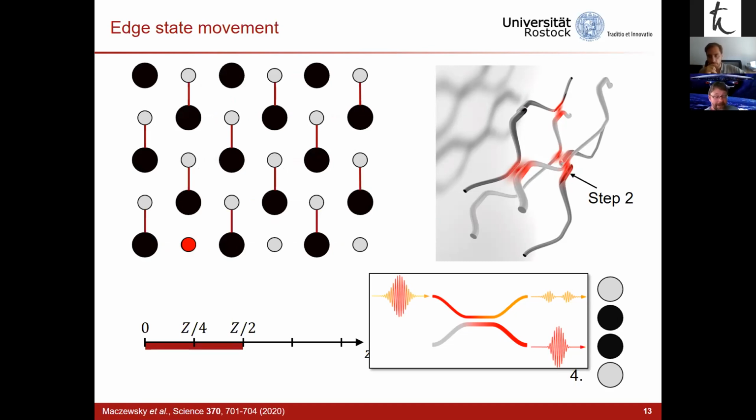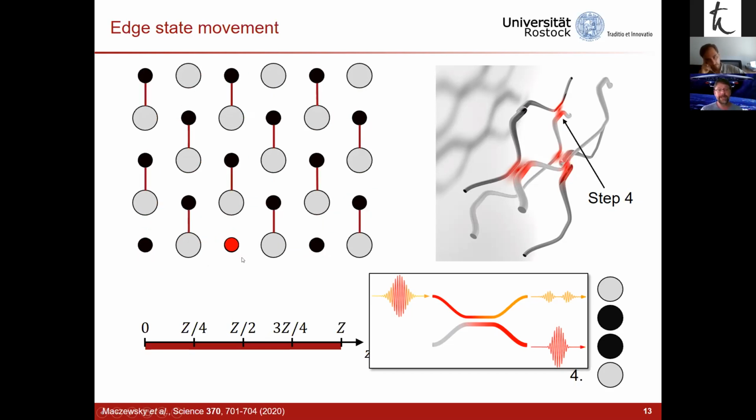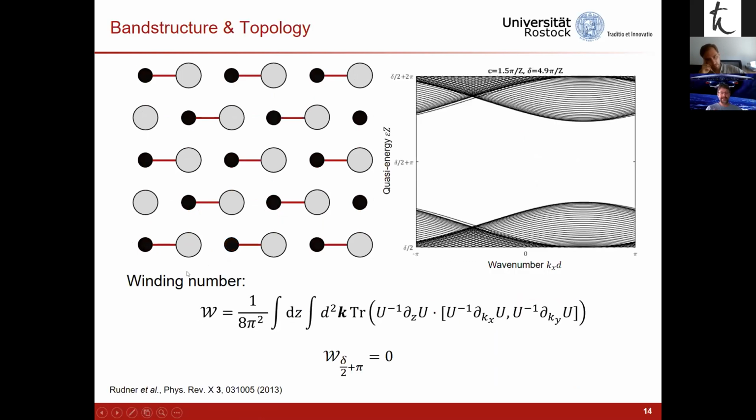So this is the second step. Now the third step means that the edge state now couples also to the black waveguide. In the linear regime, it wouldn't, because it's detuned. But in the nonlinear regime, it would couple because you tune the waveguides again. And this is the fourth step, and then it starts all over again. So this was the situation. So indeed, you have an edge state that would move, and now the question is how to characterize it.